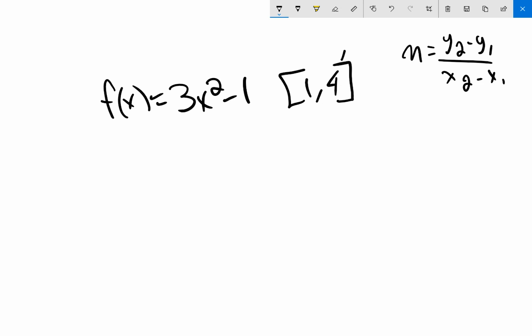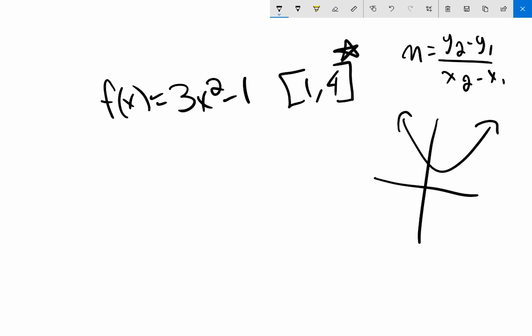Now, the important thing to notice here is that this is not an ordered pair. This is what it means, just to kind of give you a visual. If I were to graph my function, and here's 1 and here's 4, then I'm trying to find the slope between this point on my function and this point on my function. So I'm trying to figure out what is my slope between those 2 points. To keep it kind of simple, both of these are x values. This is saying x is 1 to x is 4.